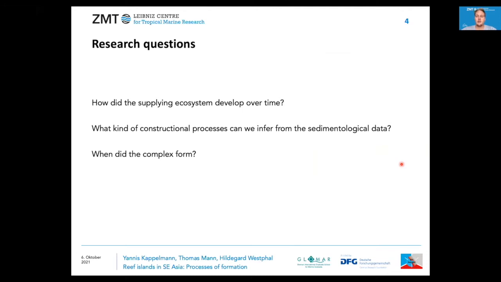One of our questions was, how did the supplying ecosystem develop over time? However, as this webinar is more focusing on the insights into coastal processes, I'm going to set the focus a little bit onto the physical components of our study. So what kind of constructional processes can we infer, and when did these occur in general?